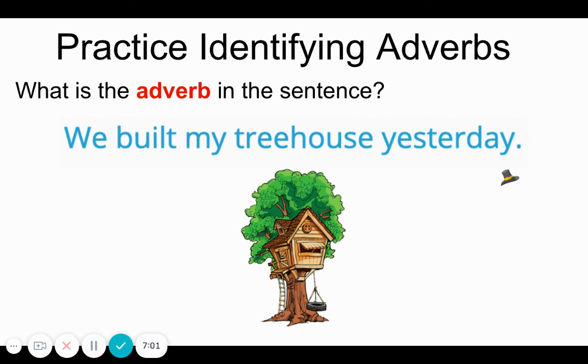The next sentence reads, we built my treehouse yesterday. So the action word or verb in this sentence is built. We had to gather up materials, wood and nails and a hammer, and we had to build, right? Something we do. When did we build the treehouse? Yesterday. That's a when.